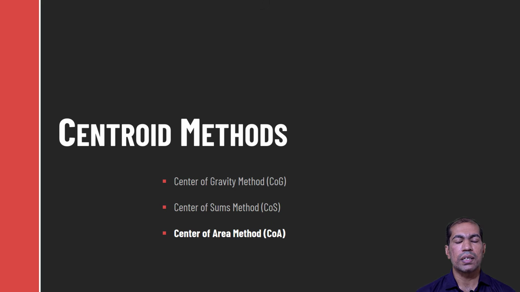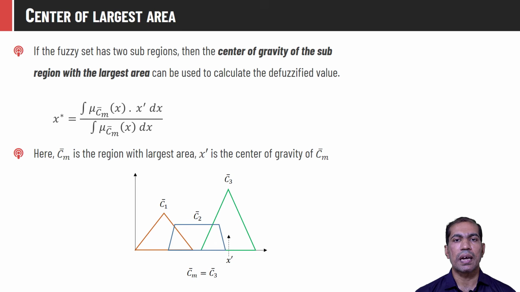The third one is the center of area method, also known as the center of largest area method. If a fuzzy set has multiple subregions, then we have to weight the subregion having the highest area with its centroid value. That means from this we need to calculate the area spanned by C1 bar, C2 bar, C3 bar in the aggregated function, and the region having the highest area will be weighted by its center of gravity.